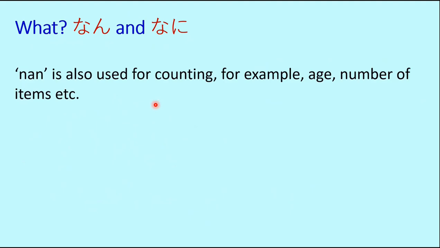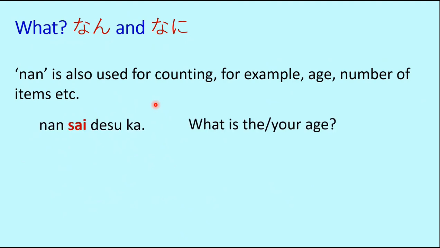What else? Nan is also used for counting, for example, age, number of items, etc. For example, nan sai desu ka, what's your age or what is the age? Here you can see it's not following the previous rule. That is, the word sai doesn't start with the na, ta or da sound. Even then, it's nan and not nani. So this is another rule, which is if the item after nan gives the answer in the form of a number, then it will be nan.